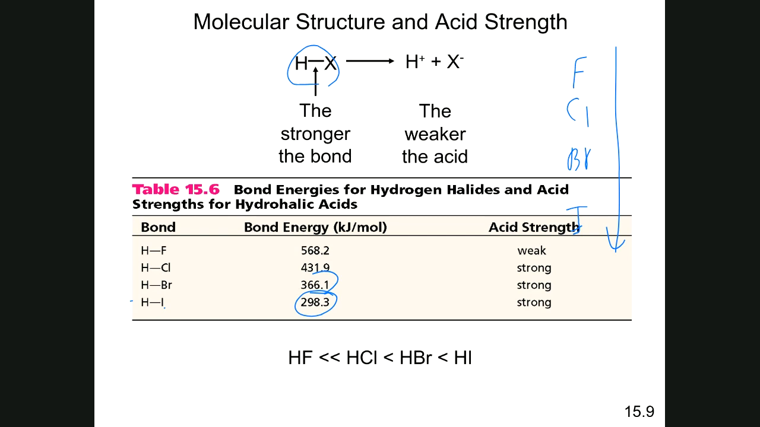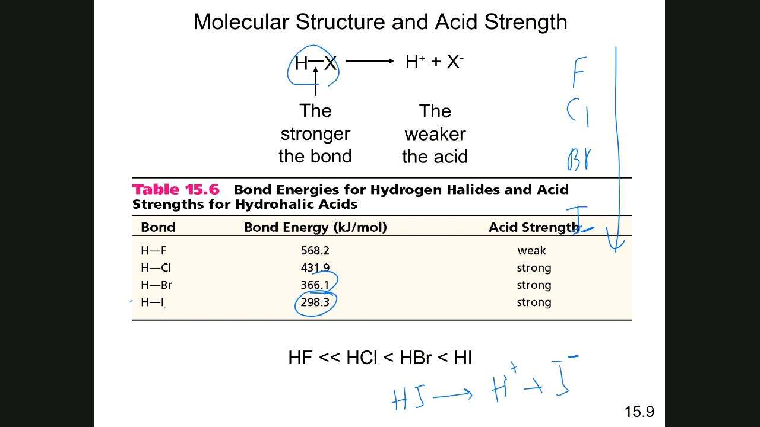So it can be explained this way, or you can say the size factor. In a group, as you move down, the size is increasing and acidity is going to increase also. The larger the size, the easier to handle that negative charge. So HI, when it loses hydrogen, is going to change to H plus and I minus.